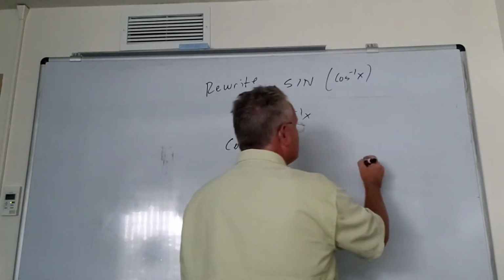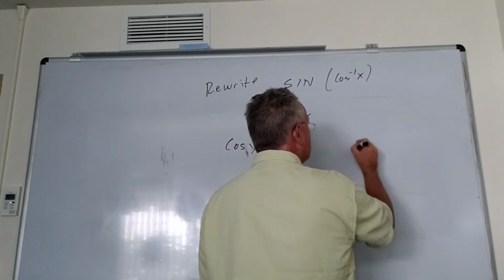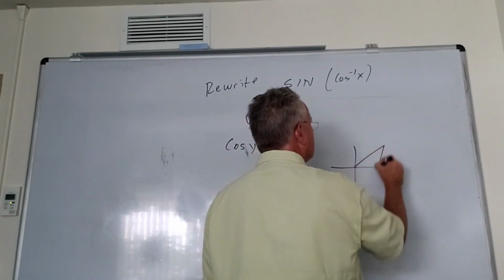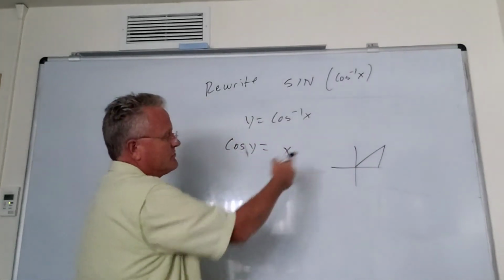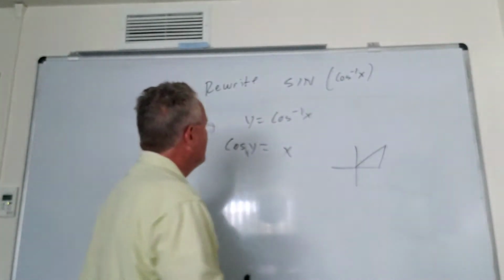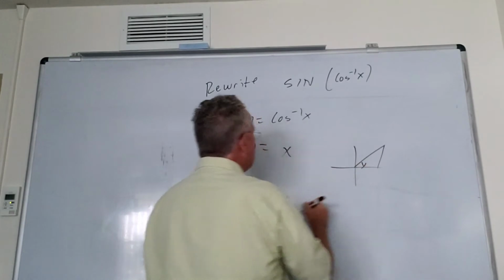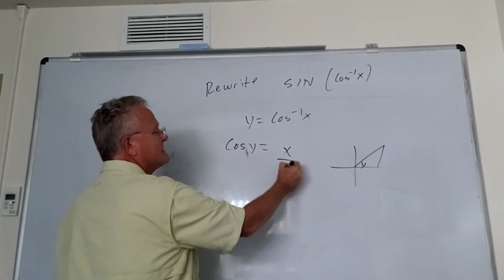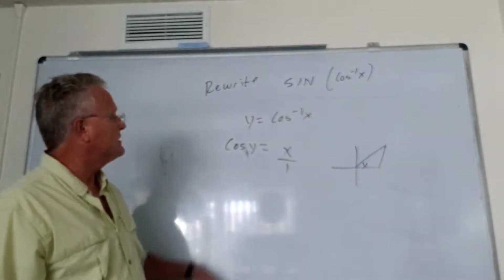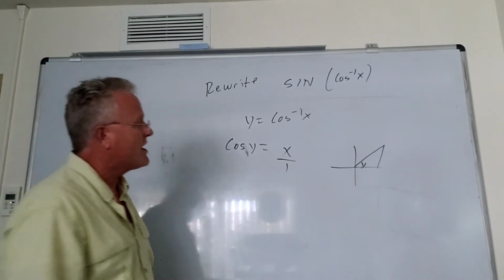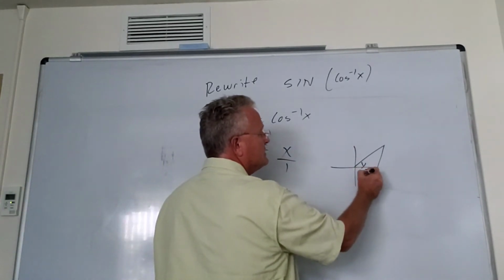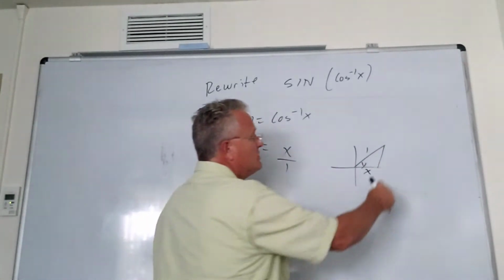So if we just draw a little triangle, this is a positive value, so I'm drawing it in the first quadrant. So our angle y, cosine, think of this as x over 1. Cosine is adjacent over hypotenuse. Adjacent over hypotenuse. So what is this?